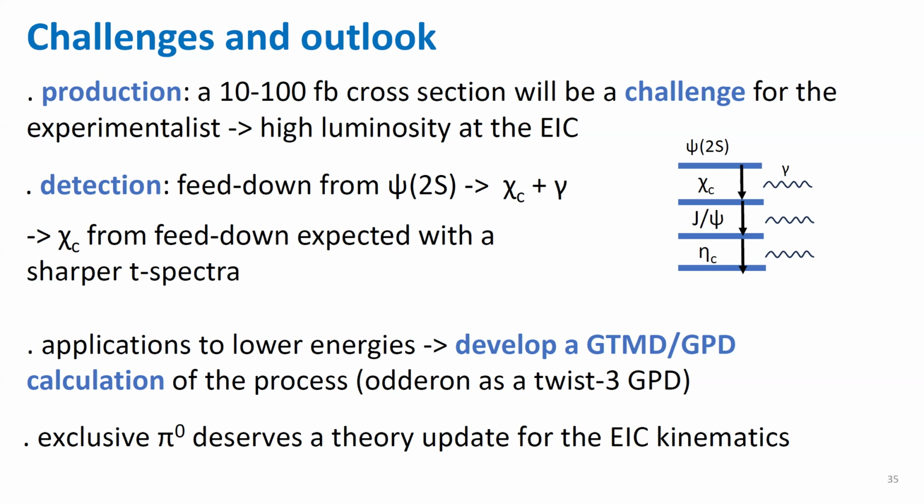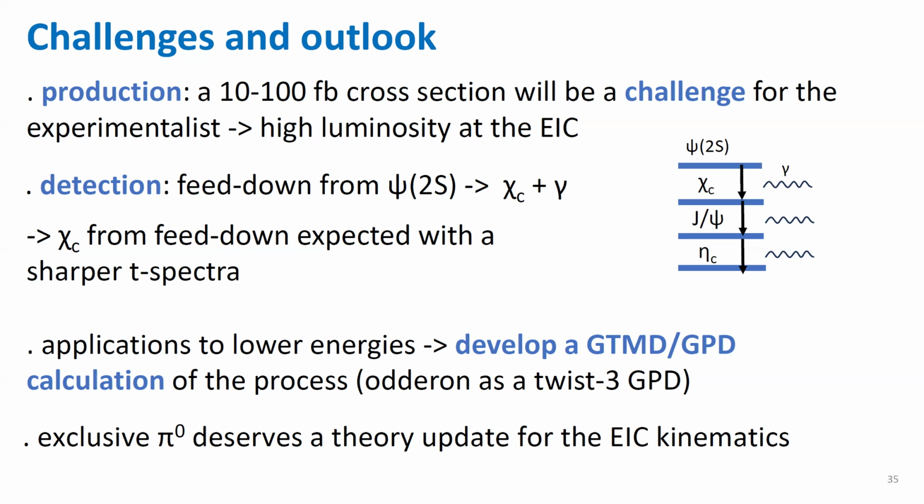So in this regard, what I can say is that since this is coming from Pomeron, the chi-Cs that would be emerging in this way would have a sharper T spectra, whereas in the case of the Odderon, this T spectra is much milder, and perhaps this could help in disentangling the two sources of chi-C.